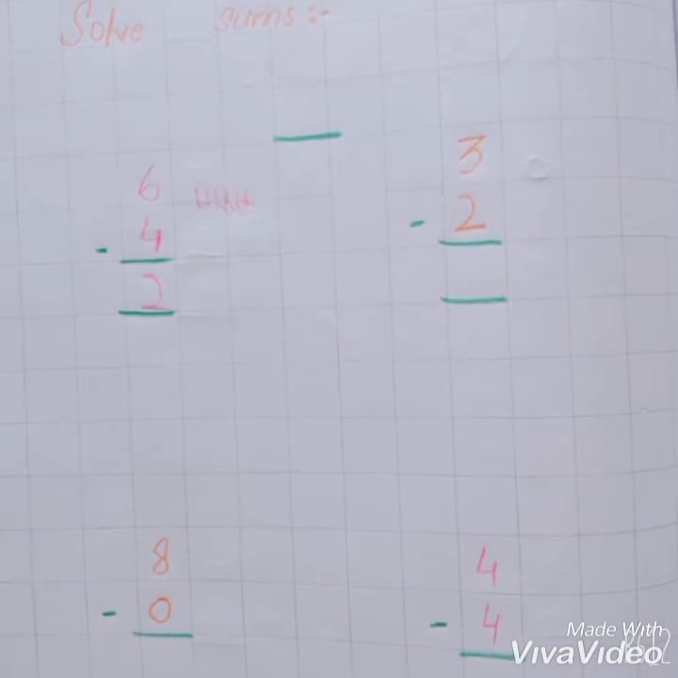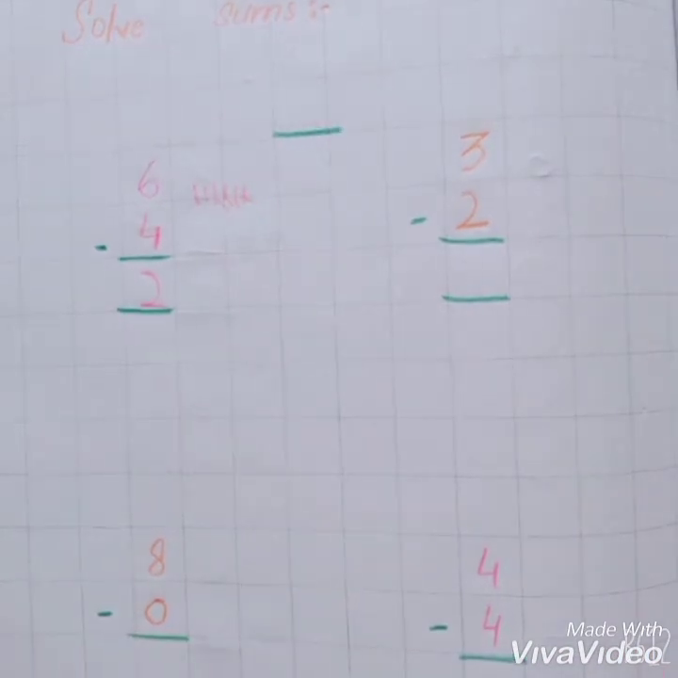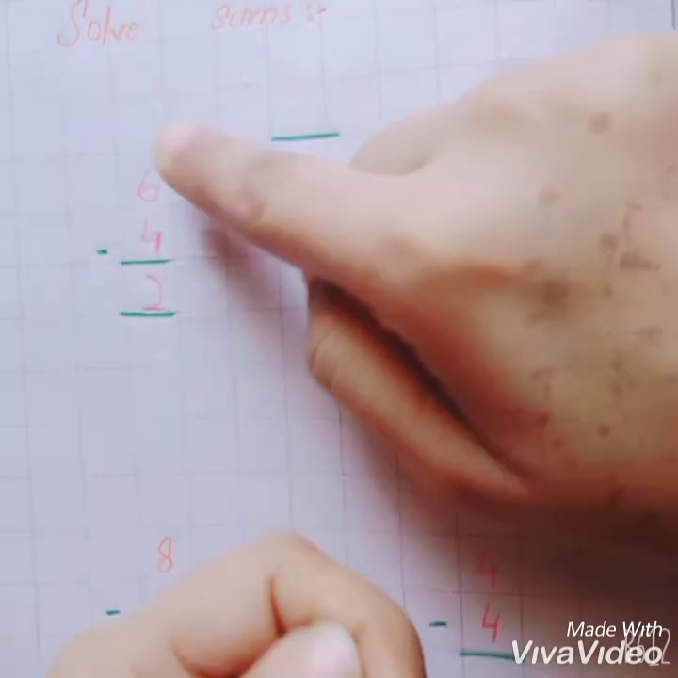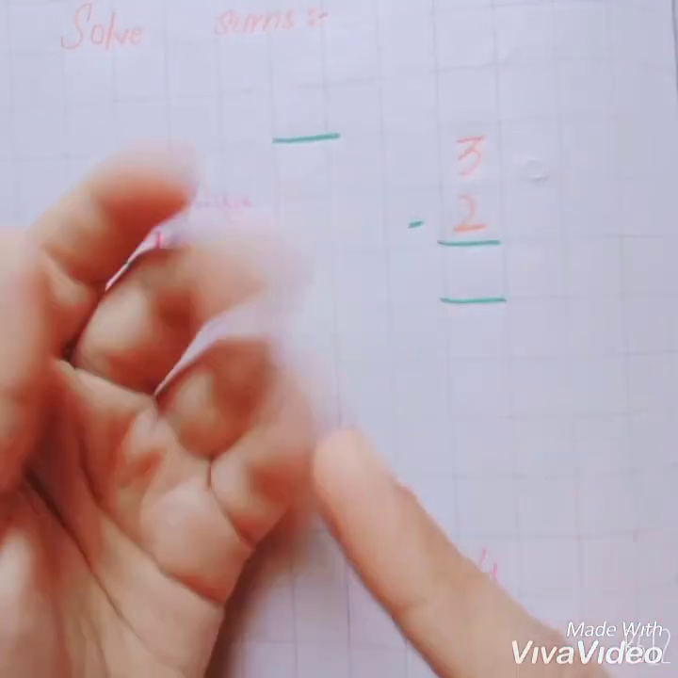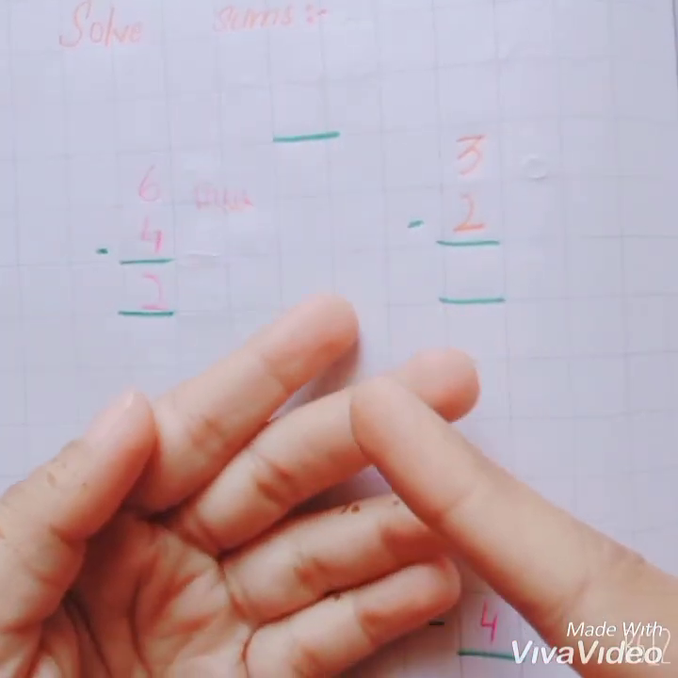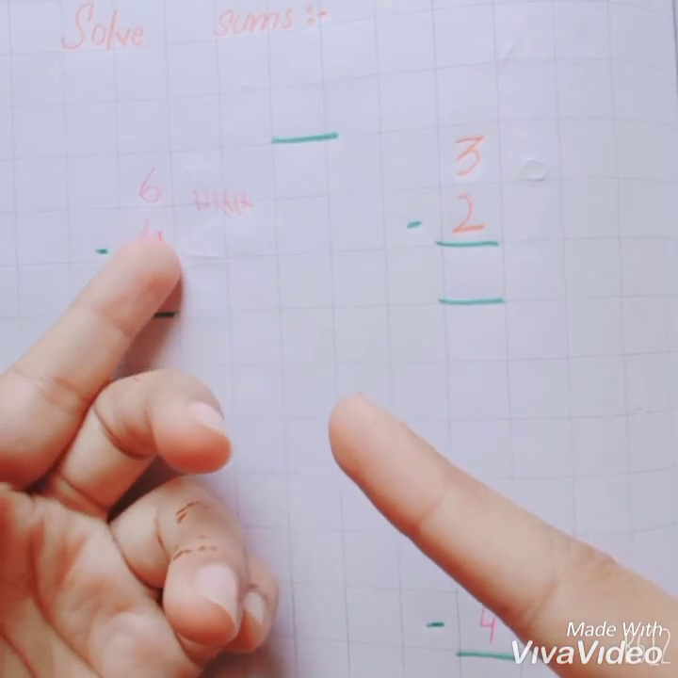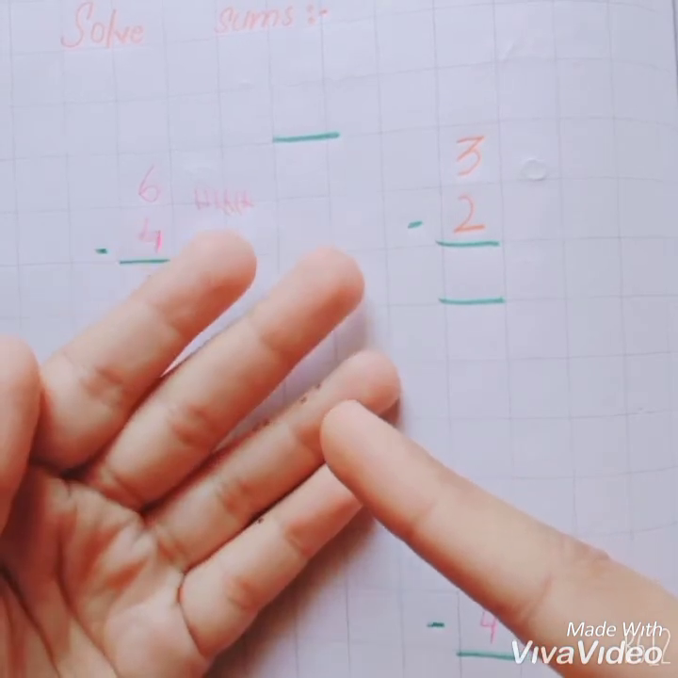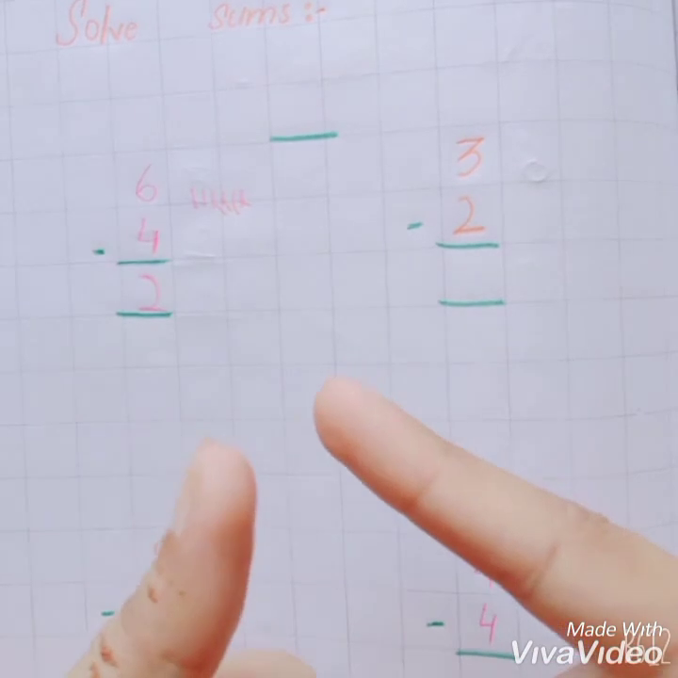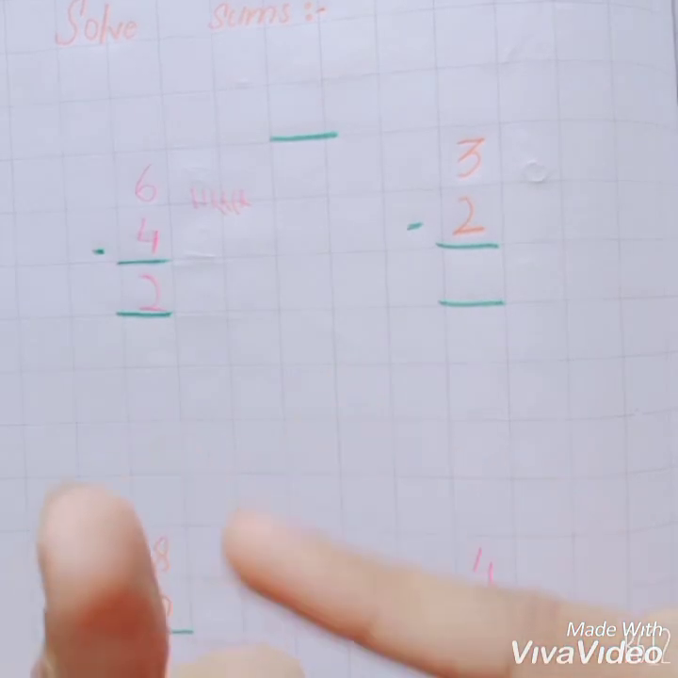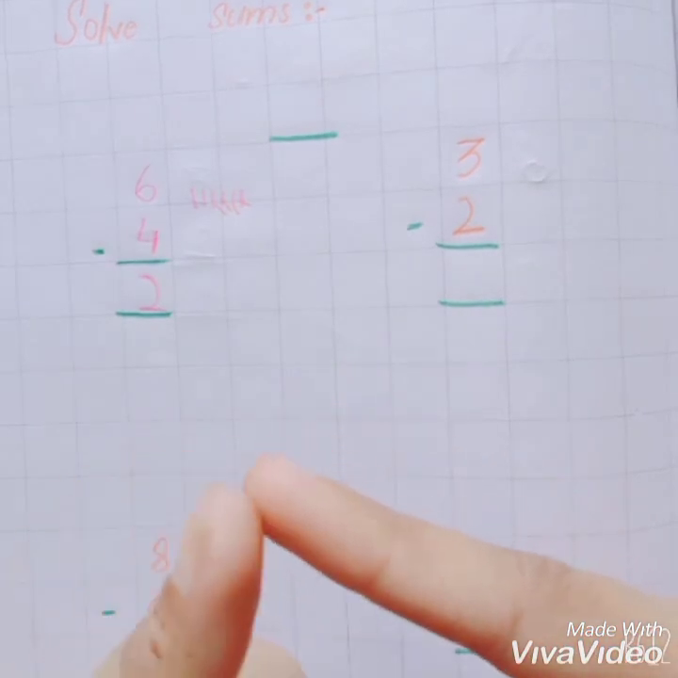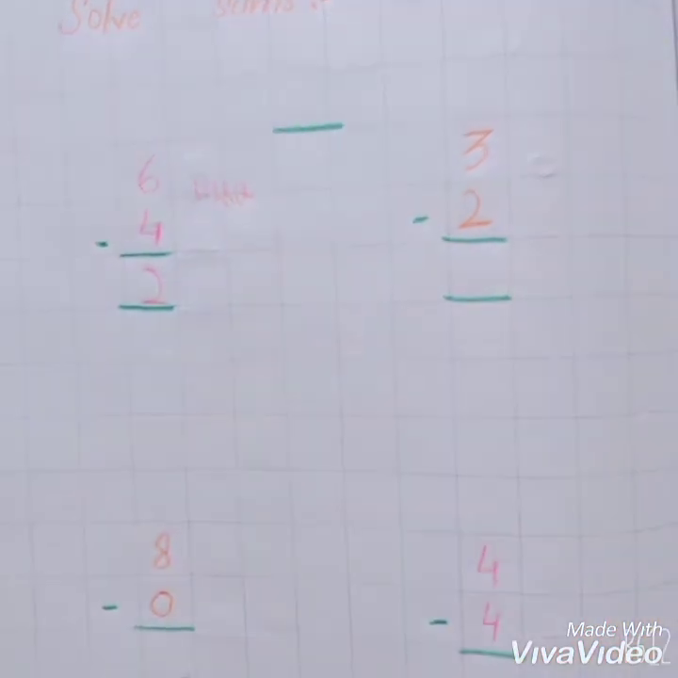And another way is you have to open your fingers. Here's the 6 number. Then you have to open your 6 fingers and subtract them 4 number from them. Now you have to close your 4 fingers. And how many numbers remaining fingers? 1 2. 2 fingers are remaining. It means the answer is 2.